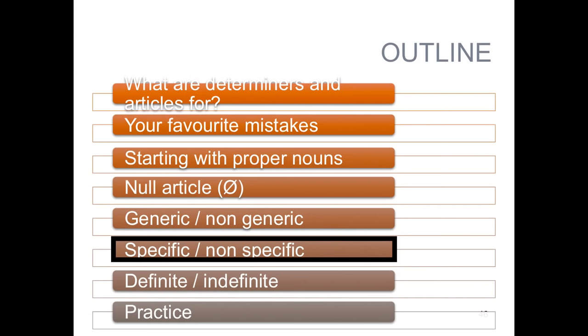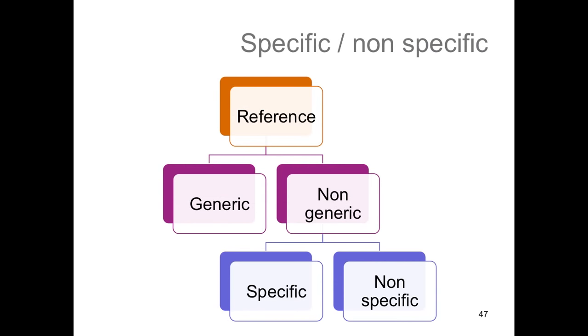Let's now complexify things a little bit. We said that a reference could be generic or non-generic, but within the non-generic reference, we must also distinguish between specific and non-specific references. The distinction, as you will see, can be tricky, so you really need to pay attention to the context of the noun phrase you are studying. When a reference is not generic, bear in mind that it can be either specific or non-specific. Most of the time, it will be specific, but sometimes you will have a hard time deciding whether the reference is specific or non-specific. Let's take a look at some examples to be clearer.